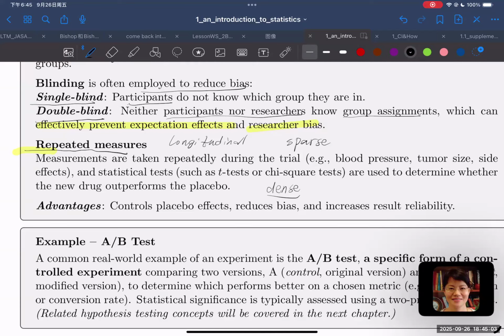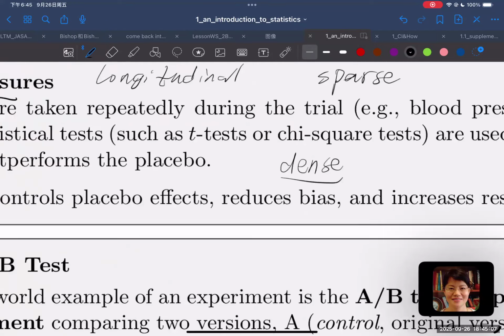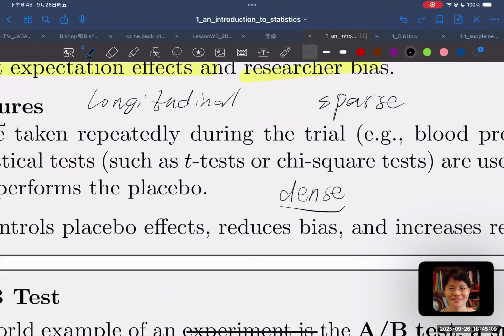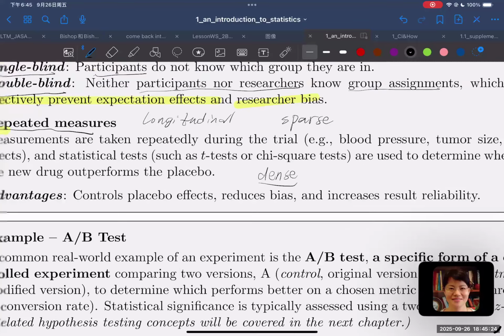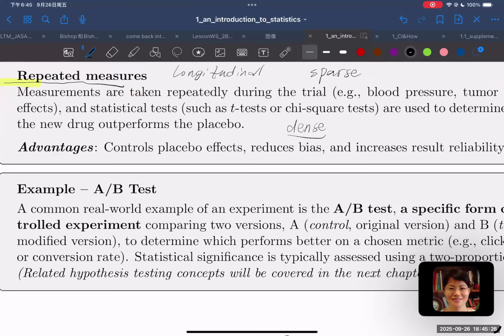So for dense or sparse data, people would use different methods. When it is sparse, the longitudinal repeated measurements, we call it longitudinal data analysis. And for dense data, you may consider functional data analysis or panel data analysis. Yeah. So for repeated measurements, we stop here.